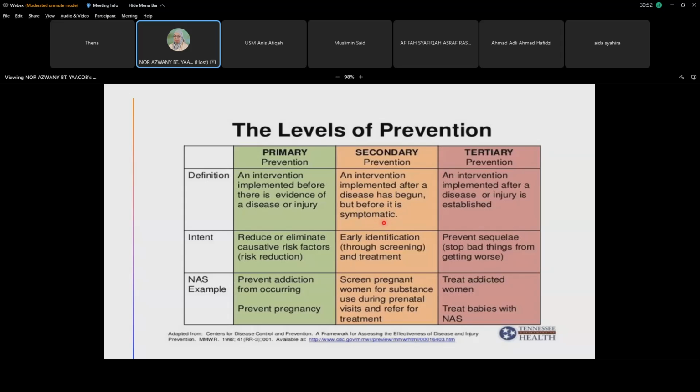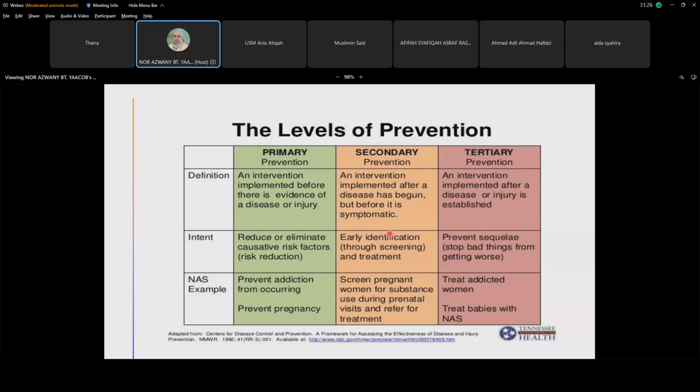Okay, that means in your intervention you do health screening, right? So health screening is secondary prevention because you can identify those who are undiagnosed. Okay, so that is secondary prevention. Undiagnosed because they are asymptomatic or they have mild symptoms only. So it becomes a secondary prevention. Okay, so it is early detection, identification through screening and treatment. So screening is secondary prevention.